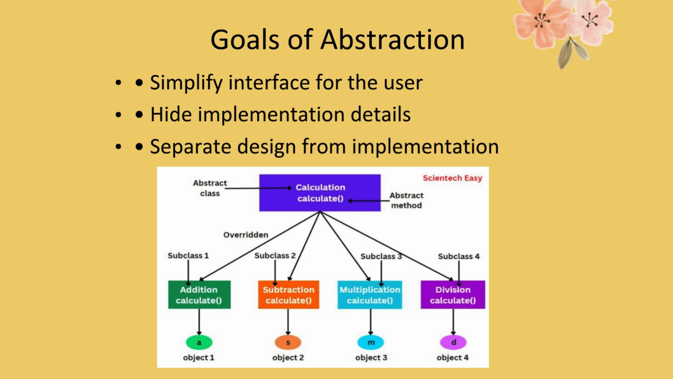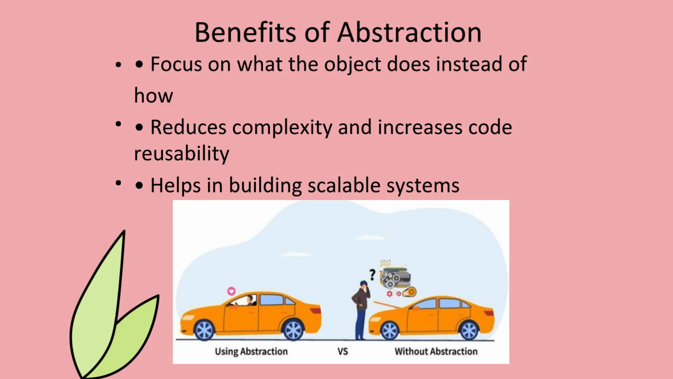Goals of abstraction. Key goals of abstraction: simplify interfaces for users, hide unnecessary implementation details, clearly separate the design from implementation. Benefits of abstraction. Abstraction allows us to focus on what an object does, not how it does it. Reduce complexity. Create scalable systems that are easier to understand and maintain.